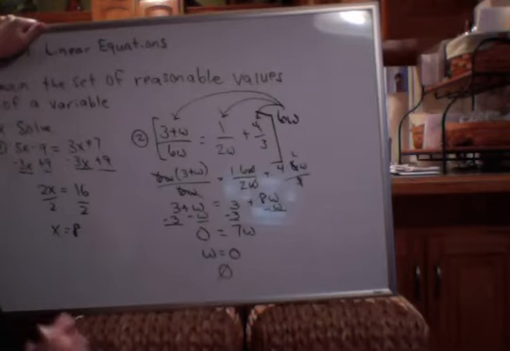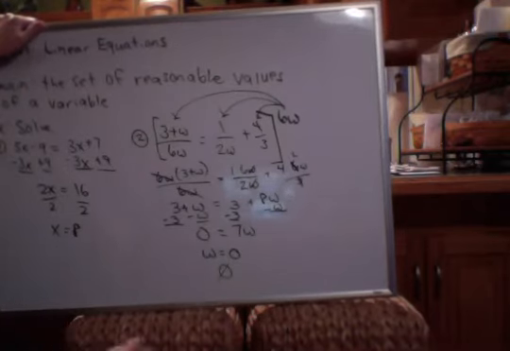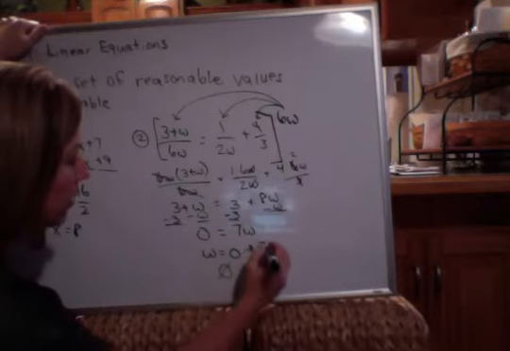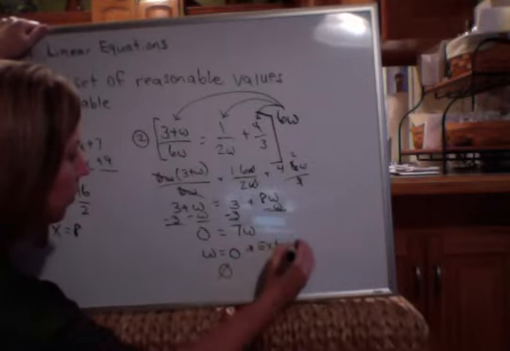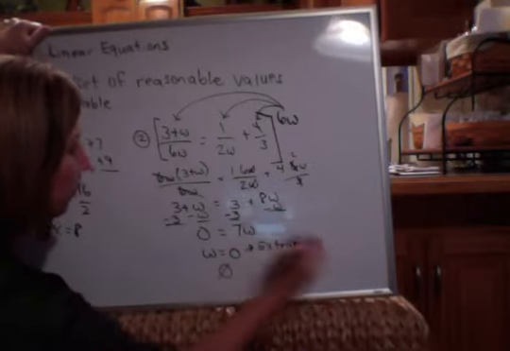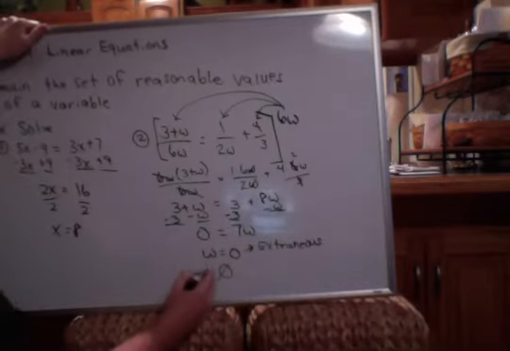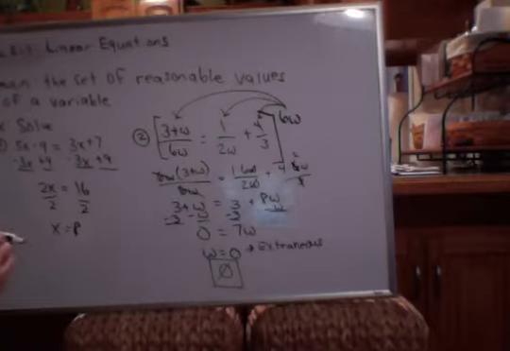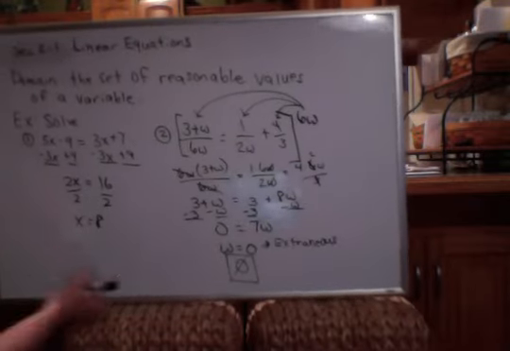This equation actually has no solution, and that's how we can show it. Okay? This is actually what we call an extraneous solution. So the actual answer there is that there is no solution to this equation.